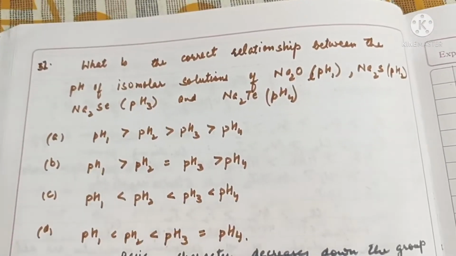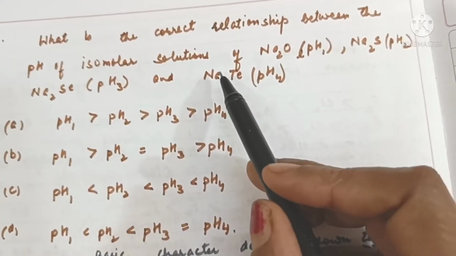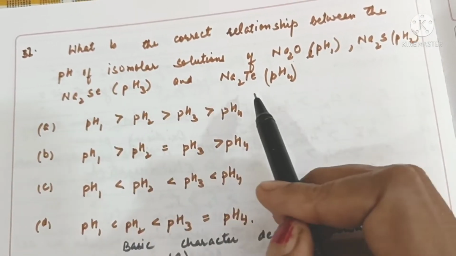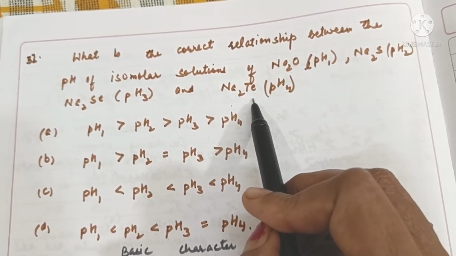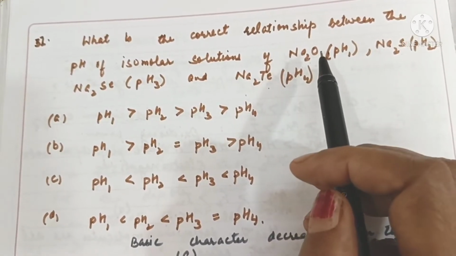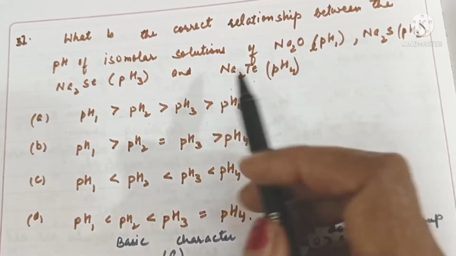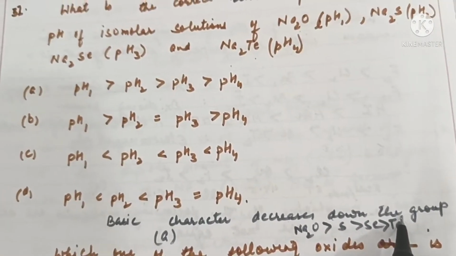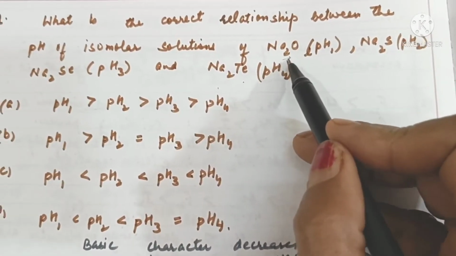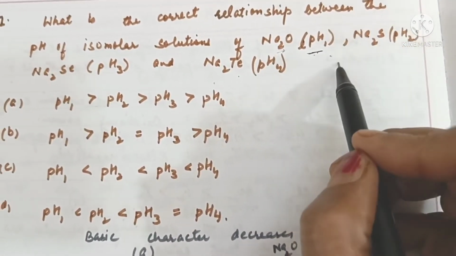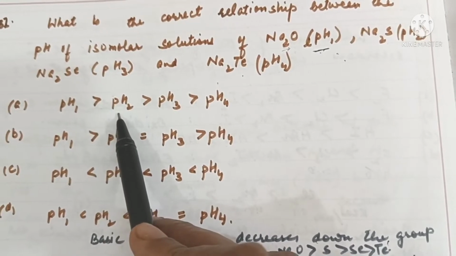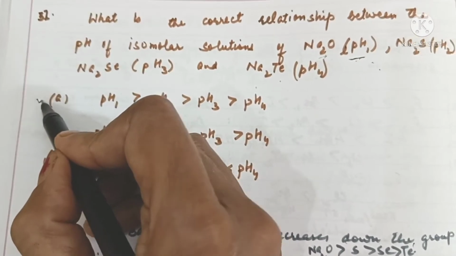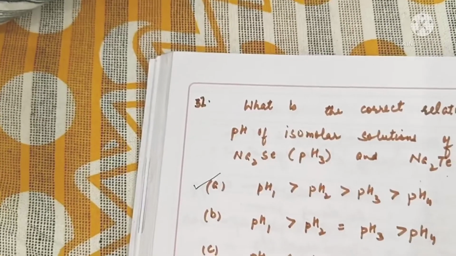What is the correct relationship between pH of isomolar solutions of sodium oxide, sodium sulfide, sodium selenide, and sodium telluride? So, sodium oxide is the most basic. As we go down the group, the basic character decreases. So, higher basic will have higher pH. So, pH 1 is the highest. So, pH 1 is greater than pH 2 is greater than pH 3 is greater than pH 4. Option A is the correct answer.